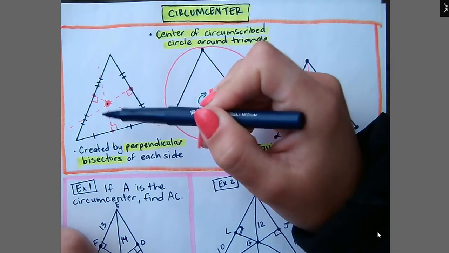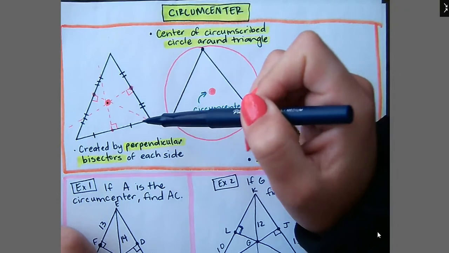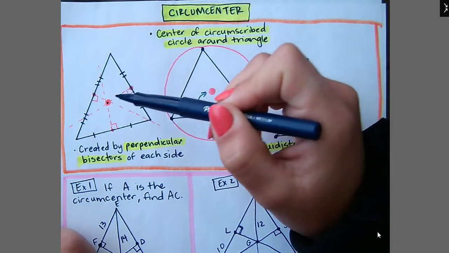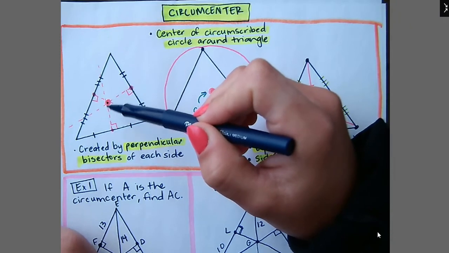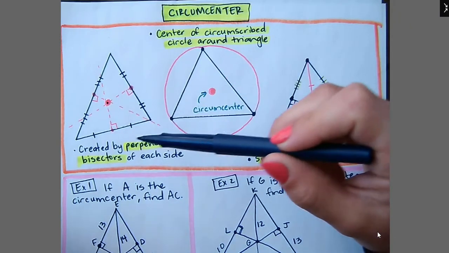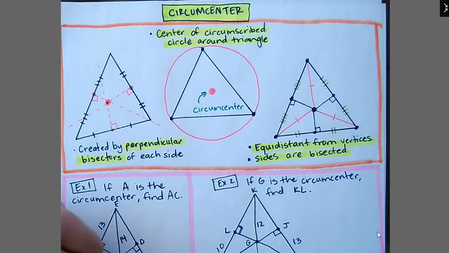So that's this side here, this side, and it's also making a right angle. And this side. And where they all intersect is going to be your circumcenter. So it's created by the perpendicular bisectors of each side.